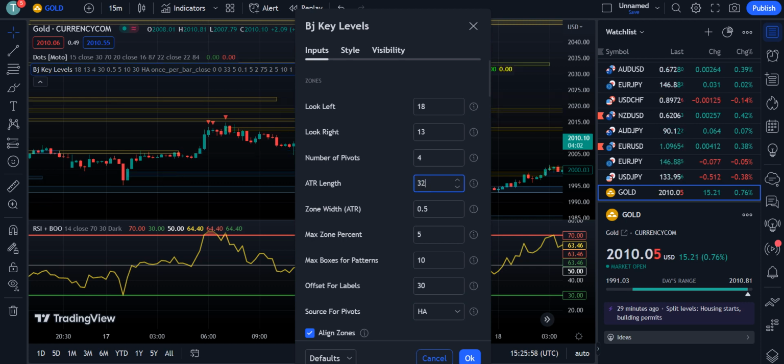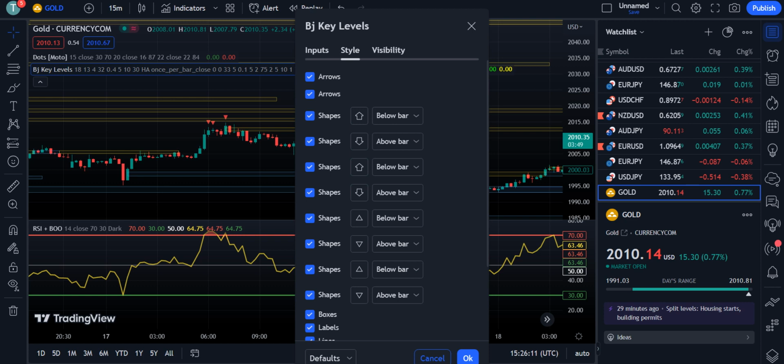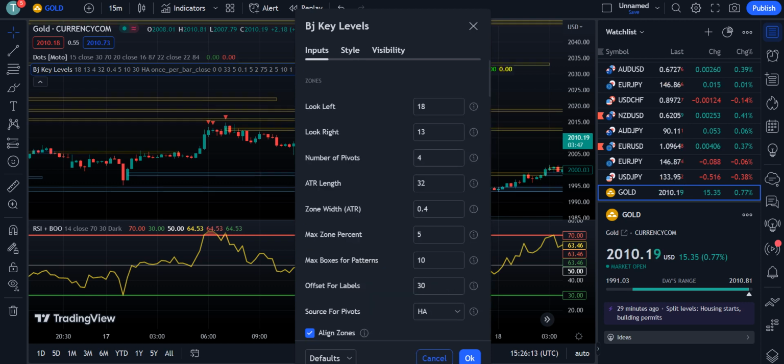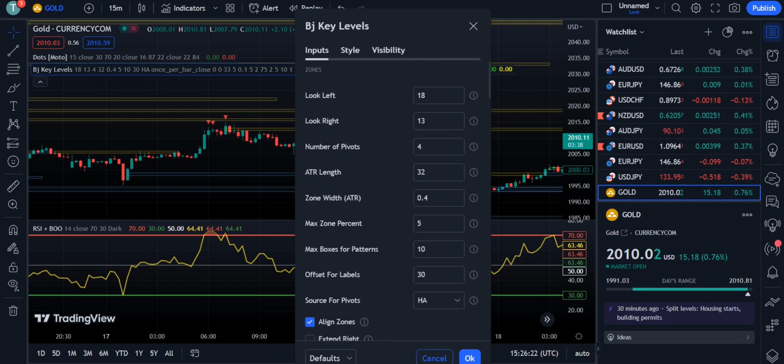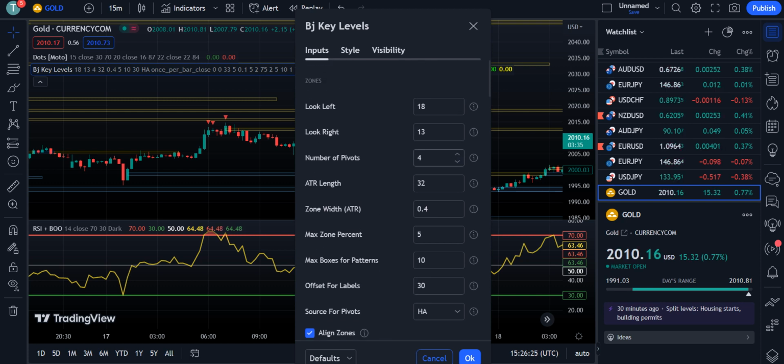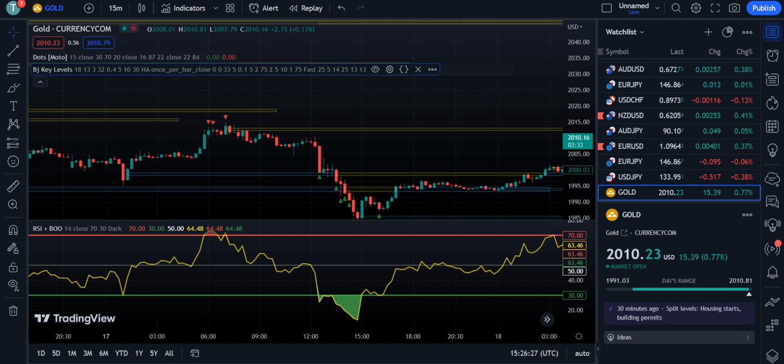And then we will change the zone width from 0.5 to 0.4, and maximum zone percent is 5, and then 10, and then 30. So we will not change it anymore. We will see in the style, no, we are not going to change anything. We have changed these things already. So if we see pivots, the number of pivots are 4, so we will make it 3. Click OK, and that's it for the setting of this indicator.